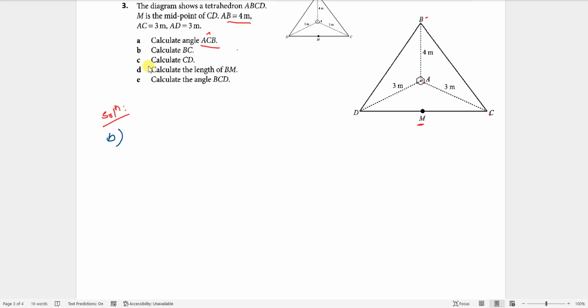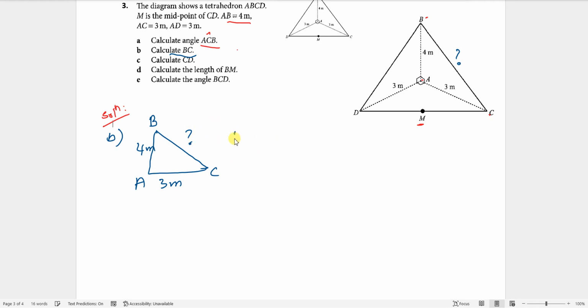Okay, so part B, calculate BC. So calculate BC. This is the side they're asking for. So let's simplify this diagram again. So we have A here, we have B here, we have C here. So this is 4 meter, this is 3 meter. So BC, we can use Pythagoras theorem.